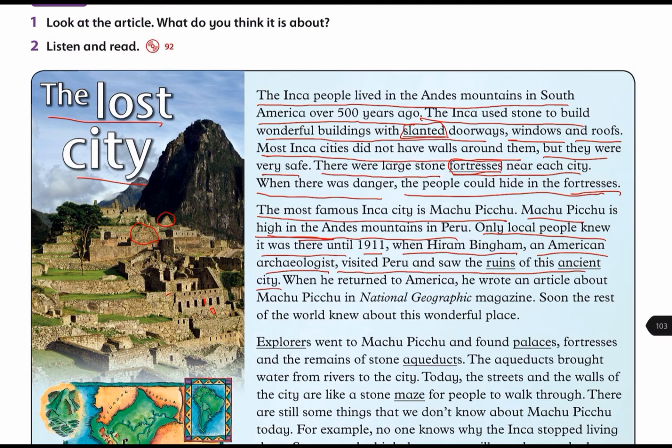So, let's see the meaning of ruins. Ruins means the destroyed parts of an old building that are still there, but it's all broken, it's all destroyed. It's called ruins. As you understand, Hiram Bingham is an American archaeologist. He visited Peru and saw the ruins of this ancient city. When he returned to America, he wrote an article about Machu Picchu in National Geographic magazine. Soon, the rest of the world knew about this wonderful place.